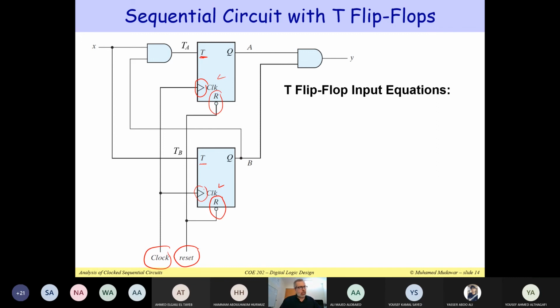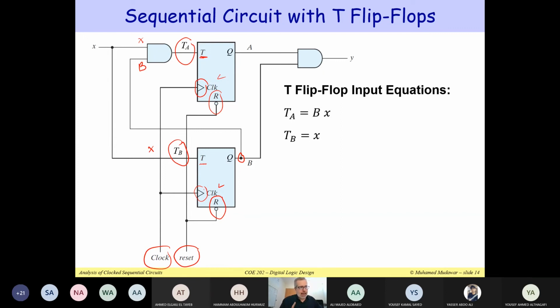Right. So now what we need to do is that we need to obtain the T flip-flop input equations. And this is easy. We need to obtain TA and TB. Notice that TB is nothing but X. In the case of TA, it is X ANDed with this B. So notice that this B here is connected back to this AND gate. So TA is actually B and X, and TB is equal to X. So these are the T flip-flop input equations.